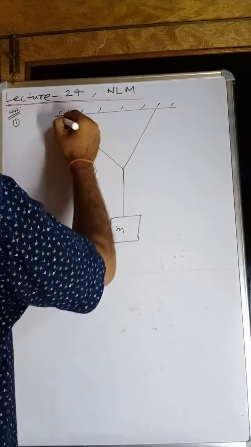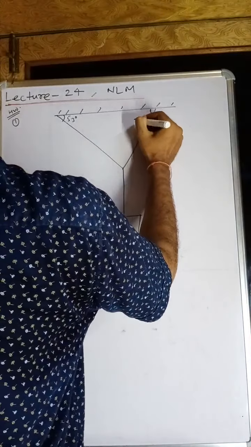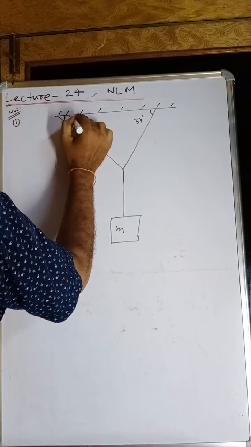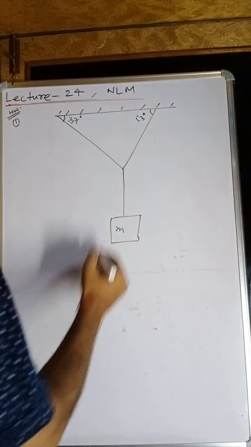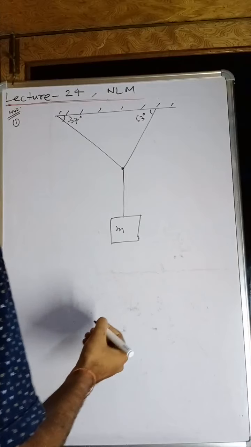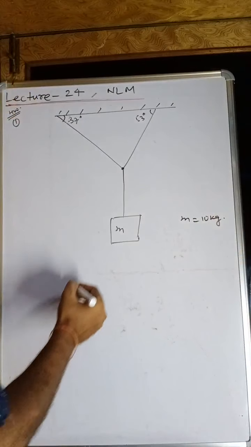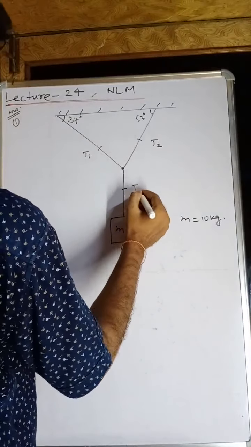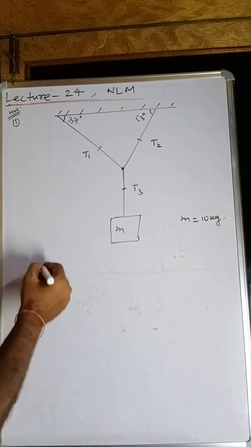Suppose this is 37 degrees, and this is 53 degrees, and M is 10 kg. Find T1, T2 and T3. You have to find T1, T2 and T3. This is the question.